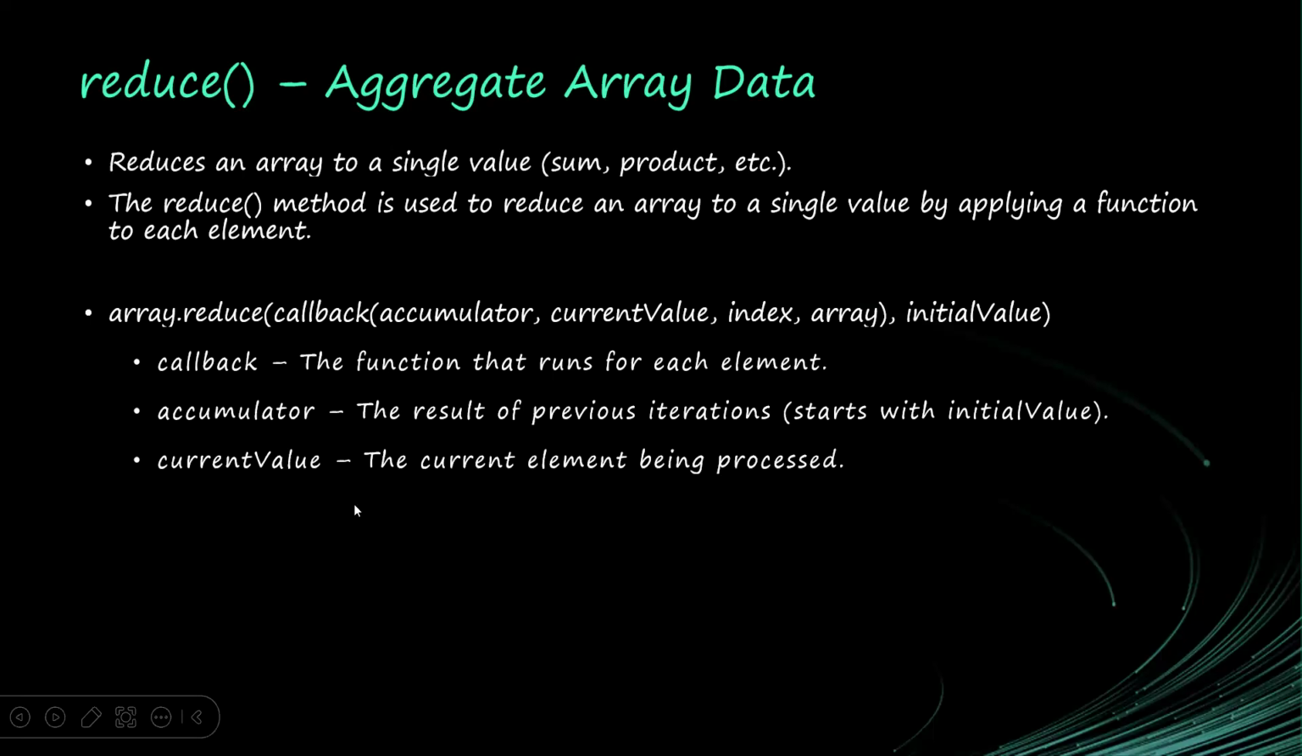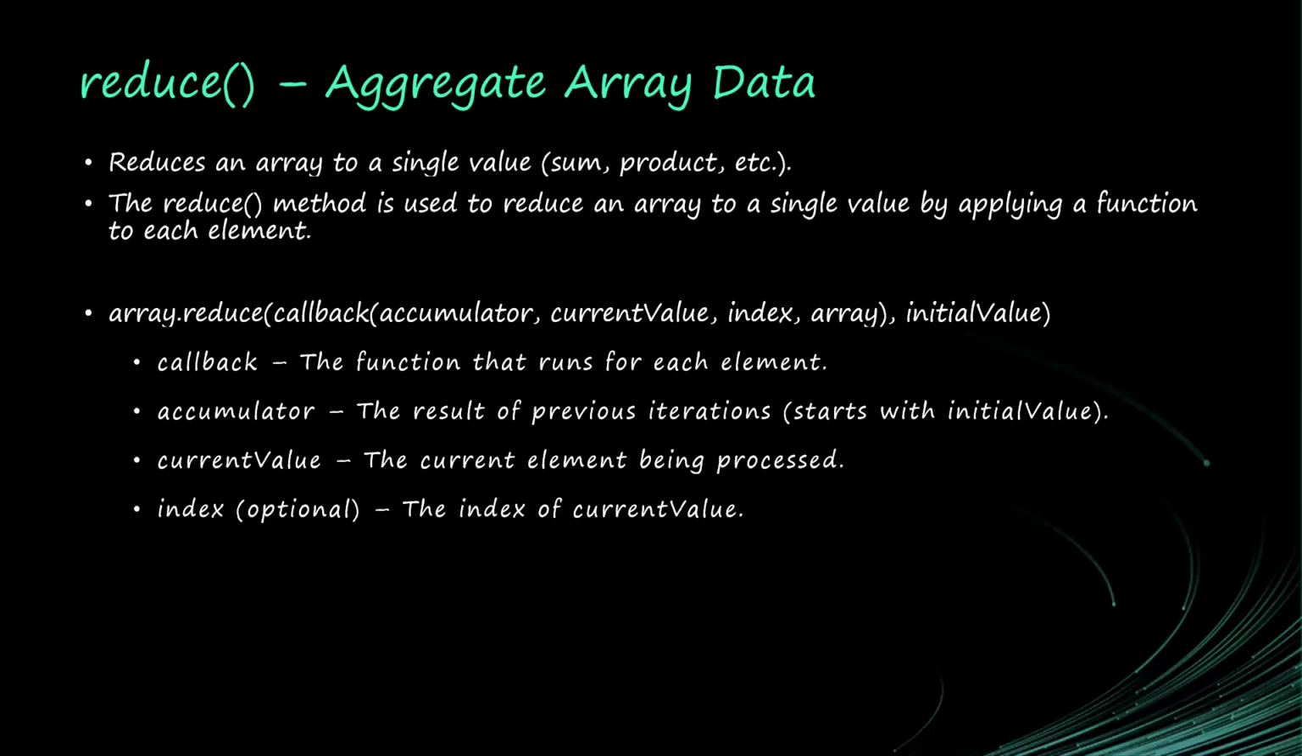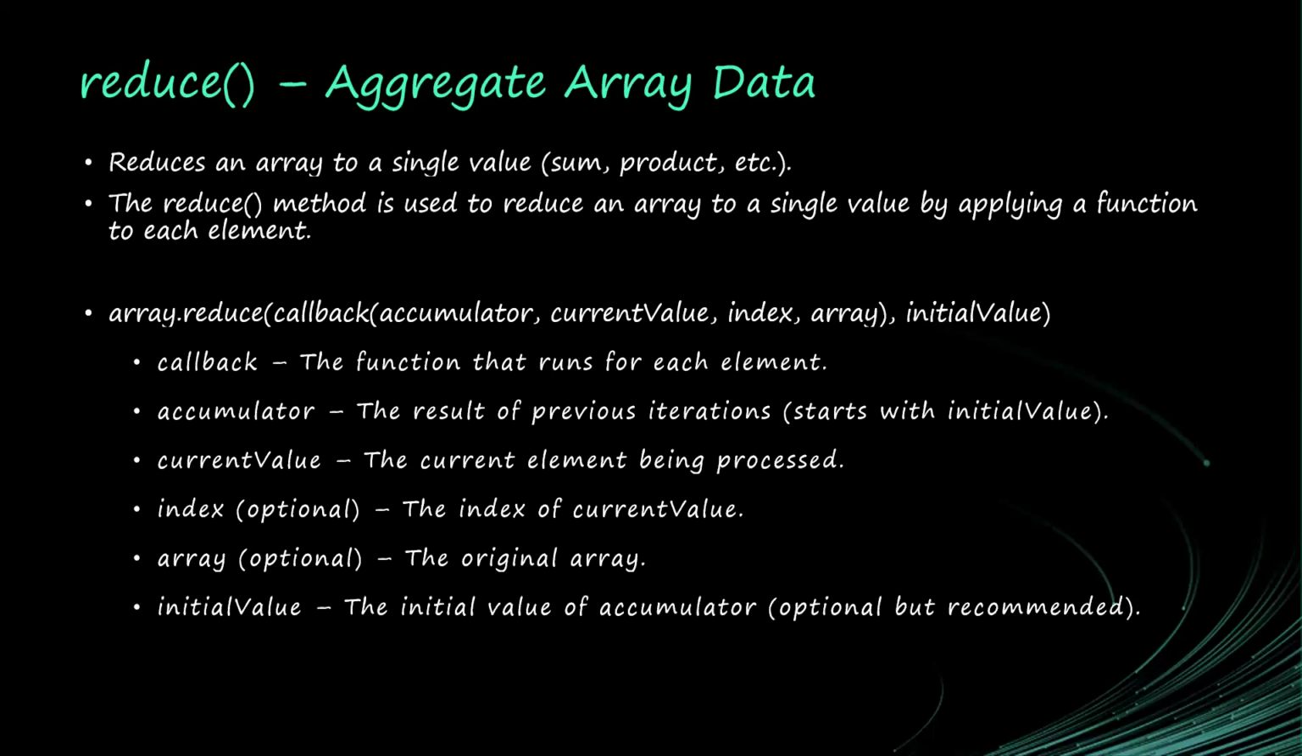Then the current value is the particular element that is being processed, and the index is the index of the current value. Then the array is optional, but it's the original array, and the initial value is the initial value of the accumulator. It is optional, but it is recommended. If you're not using it, it's going to be 0 or an empty string or an empty object, depending on what you're working with. So I believe you would understand this.